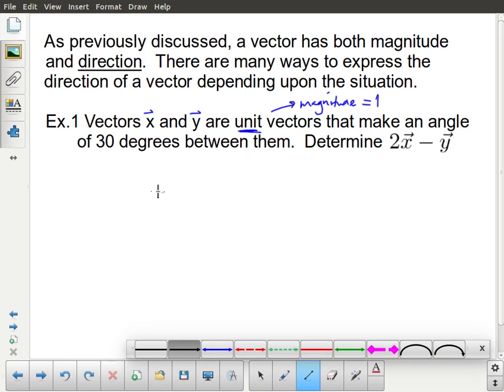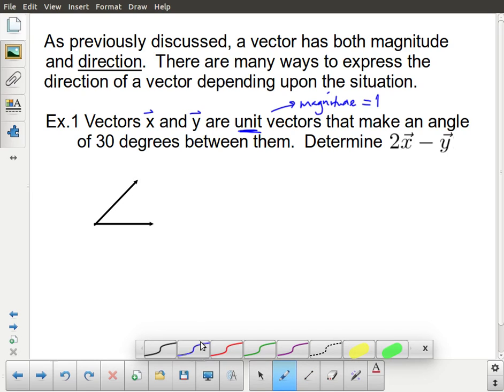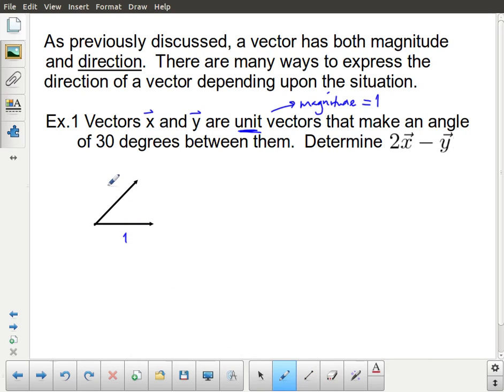So what I'm going to do is I'm going to draw these out. Usually it's a good idea, just pick one to be in a reference direction. Often that's just going to be your y-axis or your x-axis. And 30 degrees is there. It doesn't matter how long I draw these, but I do have to remember that each of these has a length of 1. They're unit vectors. And we're told that there's an angle of 30 degrees between them.